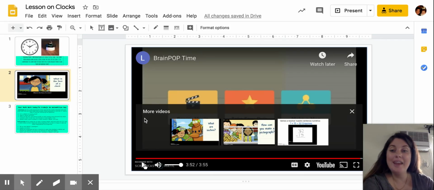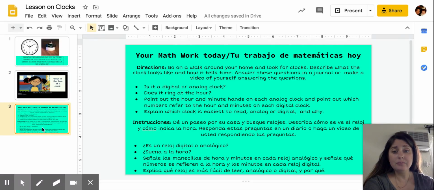Okay, so now I'm going to tell you what your math work is today. It's a little bit different than what it's been because it's not a worksheet of any sort. It is actually going to be to go on a clock walk around your home. So here's your directions. Go on a walk around your home and look for clocks. Describe what the clock looks like and how it tells time. Answer these questions in a journal or make a video of yourself answering these questions.